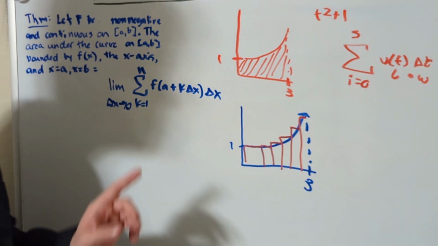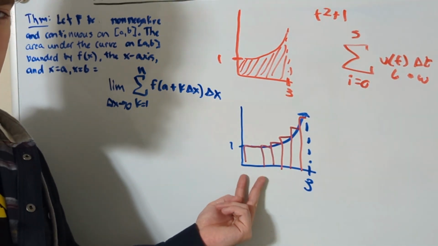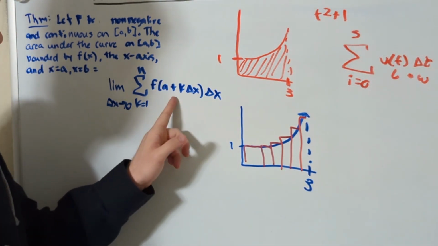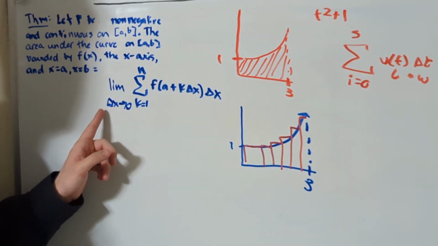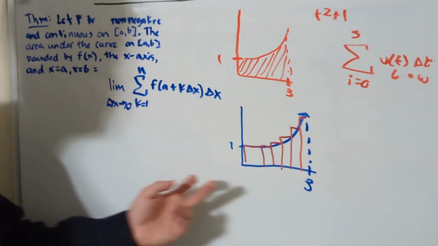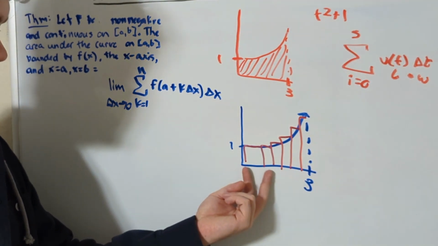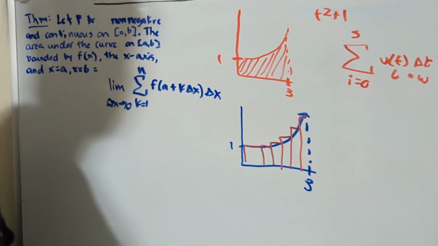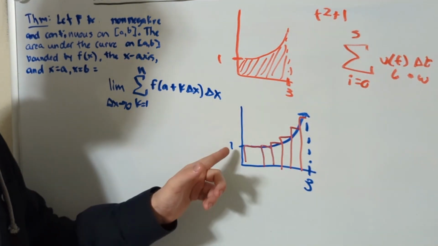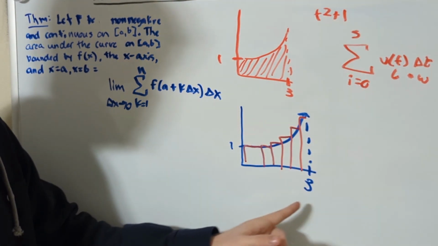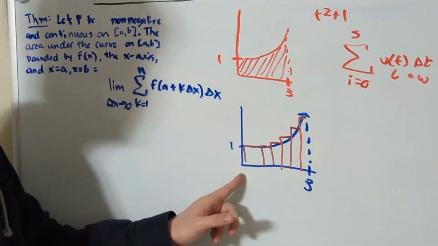Our delta x is in reference to the width of each one of these rectangles. Our f of a plus k delta x is the height of these rectangles. So whenever we take the limit of delta x, in other words, the width of these rectangles, as the width of these gets closer and closer to 0, we can sum that up in order to get the area underneath the curve bounded by the curve, the x-axis, and whatever numbers it's bounded by, in this case 0 to 3.